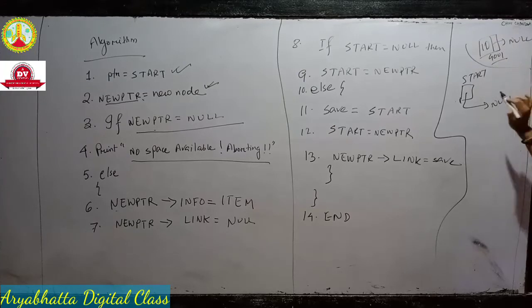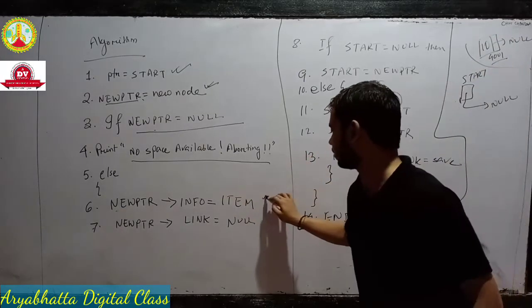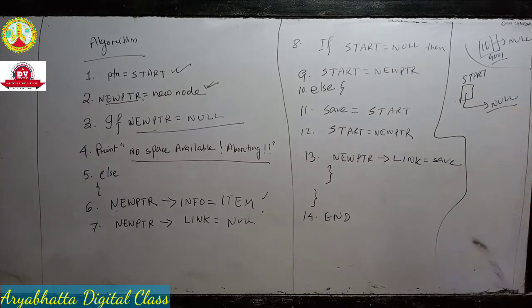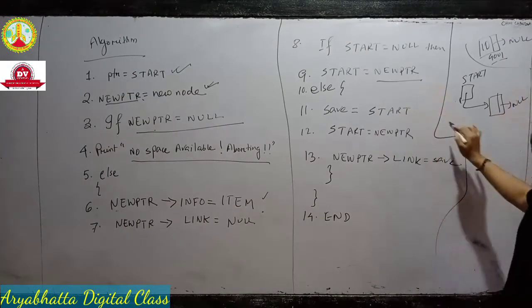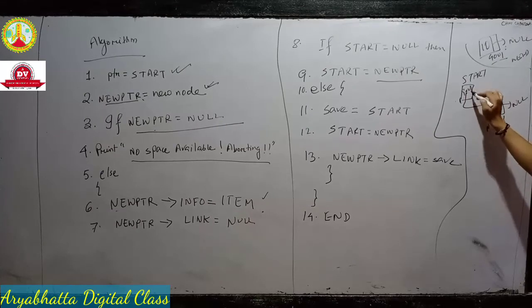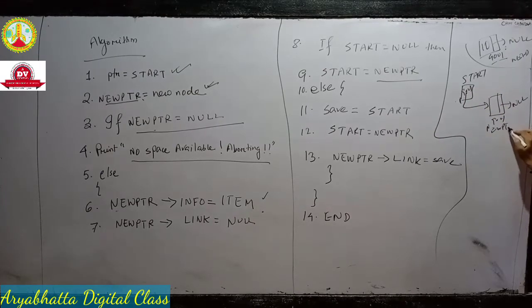Suppose 9001 is a new node we create as a new PTR, and this is a list. Start equal to null means your list will be empty. Then when we add this node in here, your start will now point to new PTR. It contains the memory address of this, which means this is new PTR.